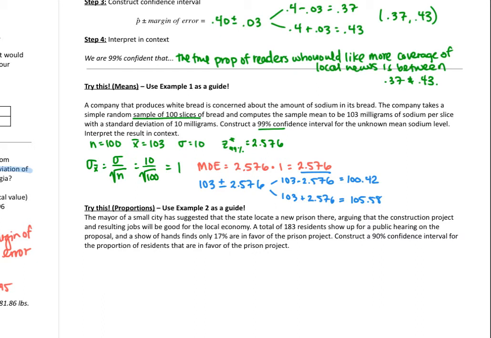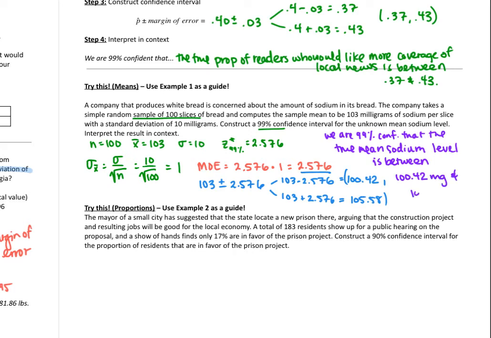So then to write our confidence interval in context, we're going to say we are 99% confident that the true mean sodium level is between 100.42, and the units are milligrams, and 105.58 milligrams.